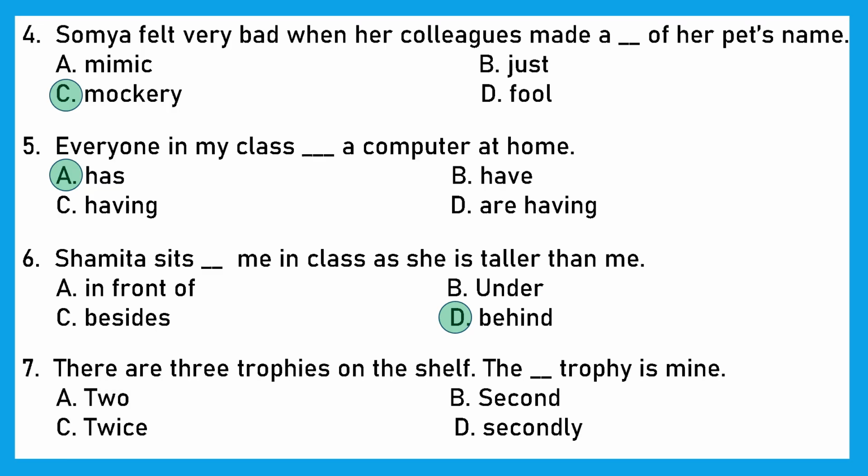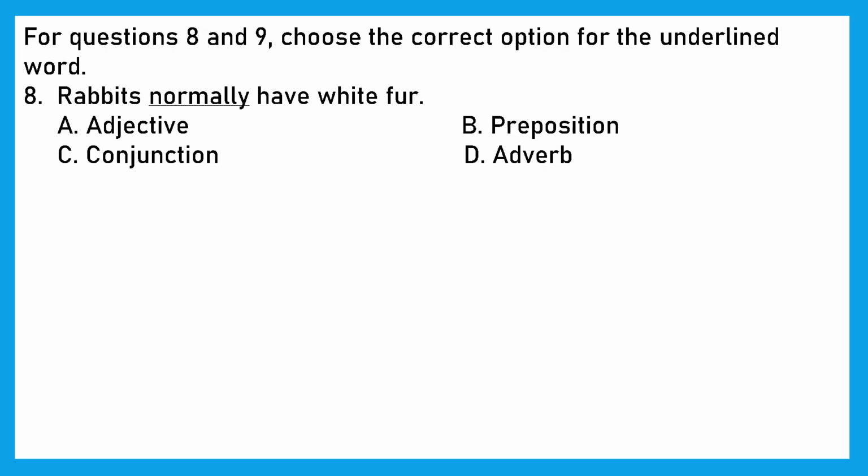Question 7. There are 3 trophies on the shelf. The dash trophy is mine. Now here they are talking about the position of the trophy. That means the ordinal number. So the right answer here should be option B, second. The second trophy is mine.